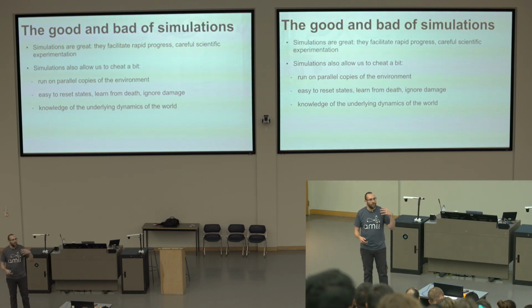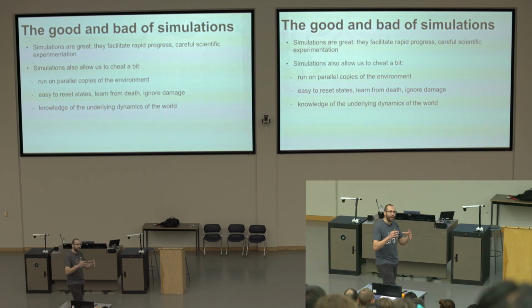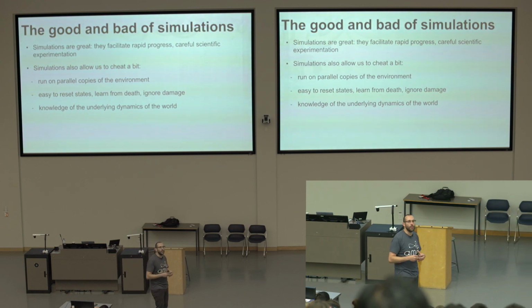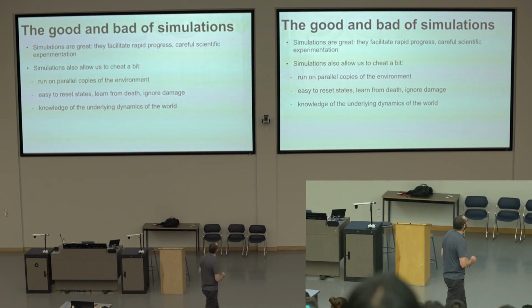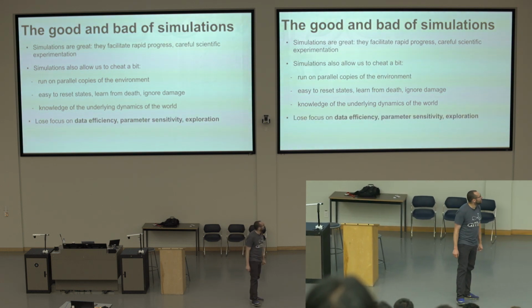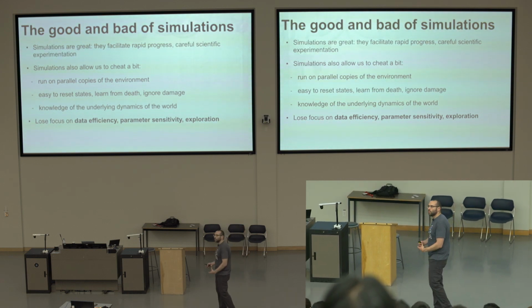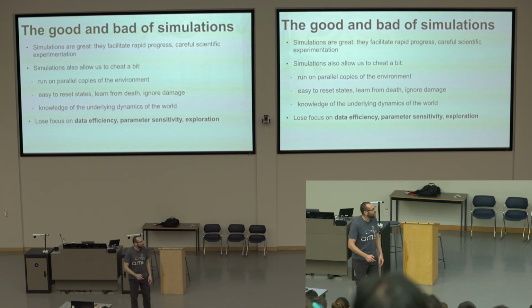You can use the knowledge of the environment, right? Like, think about it. Go, StarCraft, DQN, they have one-step dynamics functions. We know that. We're implicitly using that, but with something like a robot, it's not clear at all how the dynamics evolve. So we lose a little bit of focus on data efficiency, exploration, parameter sensitivity. If we have a simulation, we can run hundreds of copies of the environment, and we can run it on a cluster for weeks and weeks and weeks.